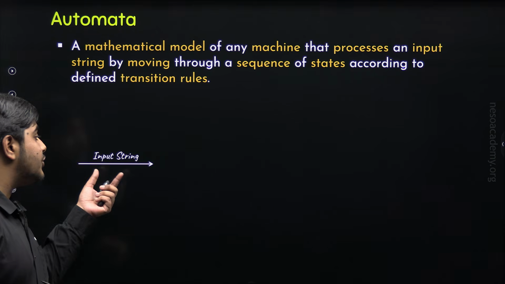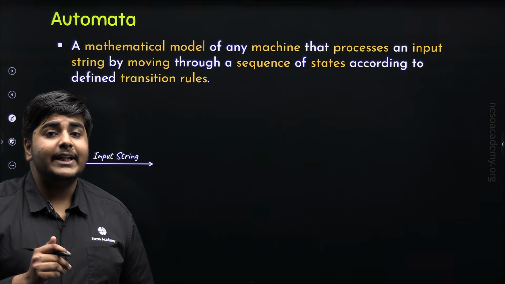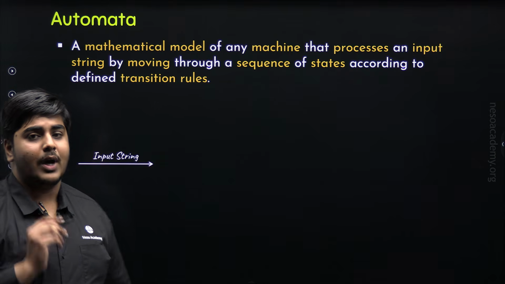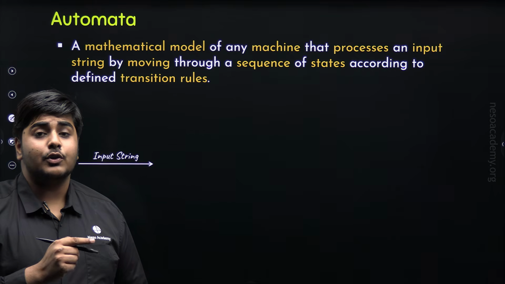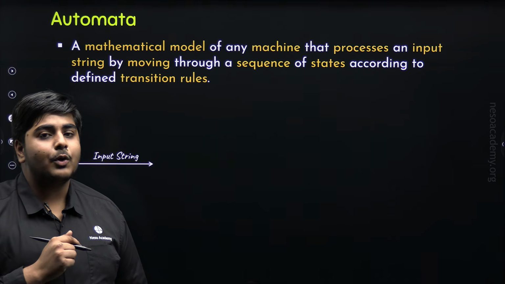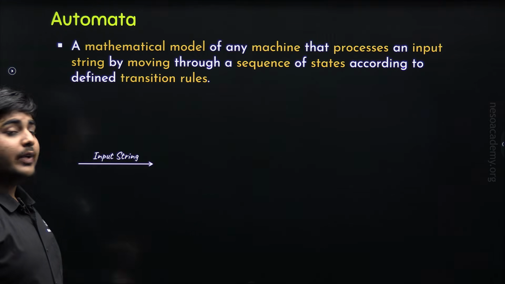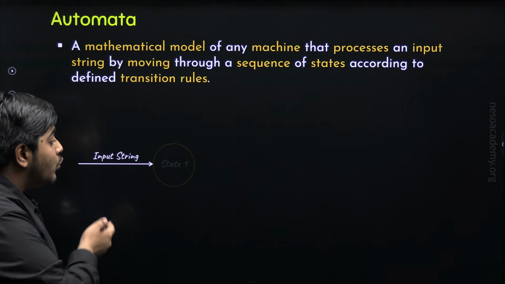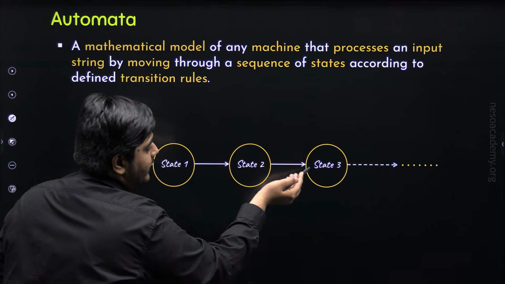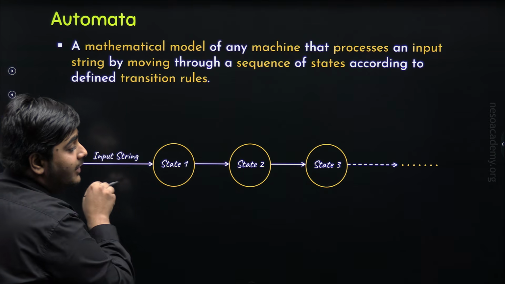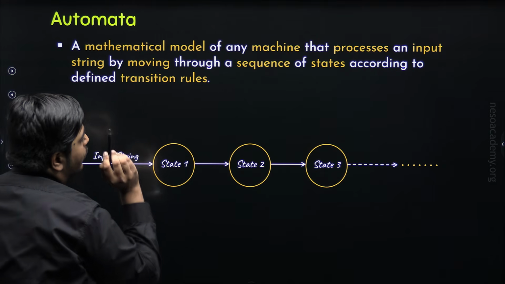We already know that our string is made up of a finite sequence of symbols, and the automata cannot process the entire input string at once. So our automata will read only one symbol at a time in order to process the entire string. And how will it process? By moving through a sequence of states. That means this string will be processed by our automata by moving through a sequence of states, like state number 1, then state number 2, then state number 3, and so on. And this processing will be according to defined transition rules.